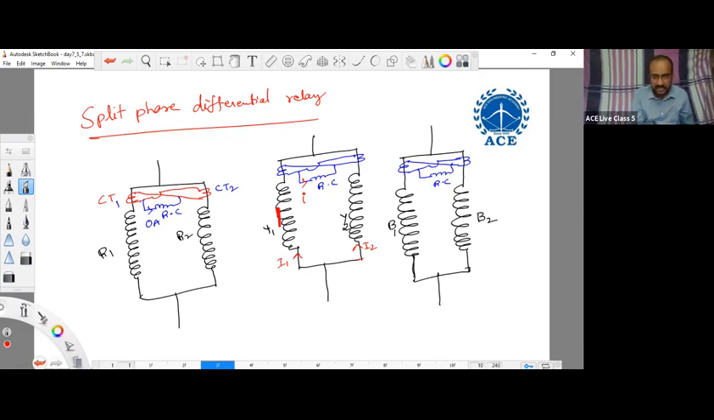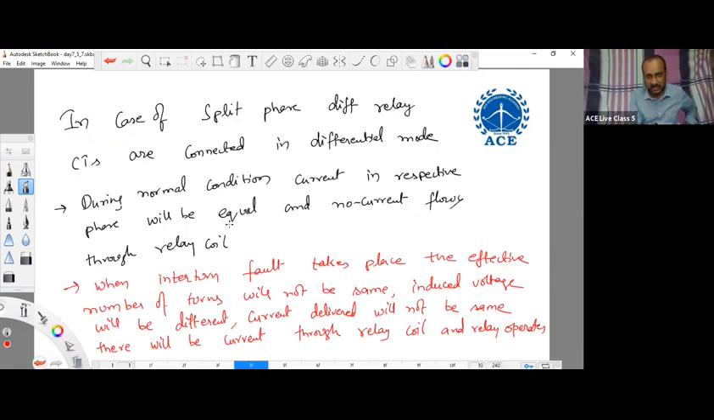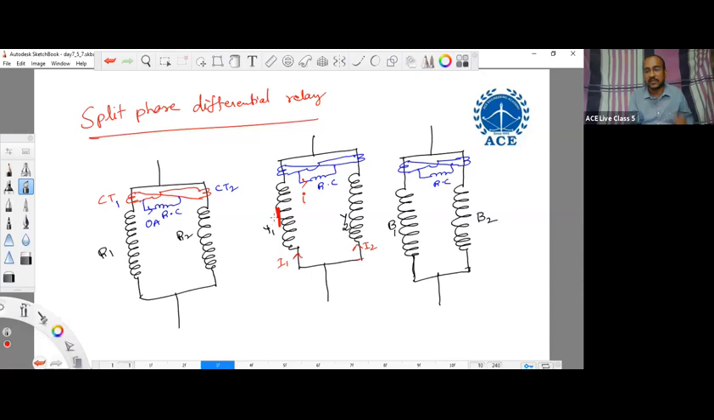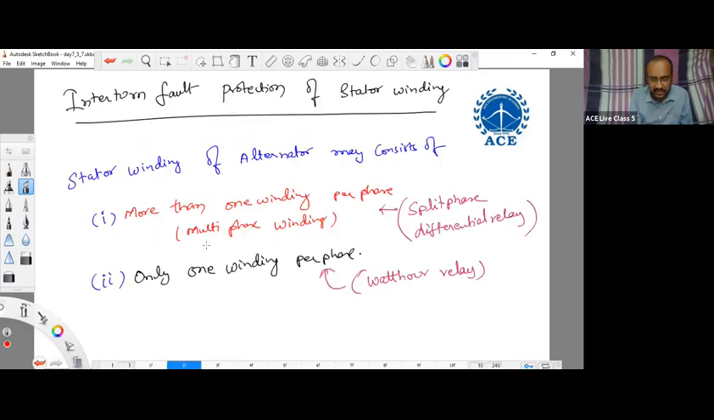The second point is that during normal condition, the currents in the respective phase will be equal and no current flows through the relay coil. And when an interturn fault takes place, the effective number of turns will not be the same, the difference of the currents will flow through the relay coil, and the relay will operate. This is how a split phase differential relay can be implemented. This is possible only if there are more than one winding per phase, that is, in multi-phase winding only can we implement this interturn fault protection.